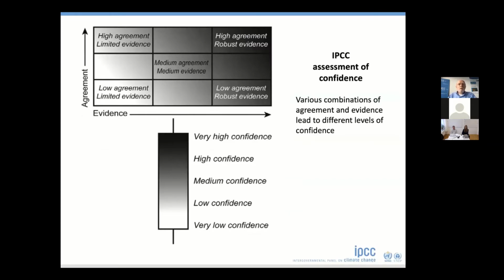So we distinguish between the combinations of agreement and evidence: agreement in the scientific community, and the evidence level as coming from the literature, are being assessed by the author team responsible for a chapter. And depending on these, admittedly a relatively rough scale, because we distinguish between high, medium, and low, we can allocate confidence levels from very low to very high. And only the very high confidence and high confidence statements will actually then make it into the summary for policymakers. Medium confidence sometimes, if it concerns important findings.